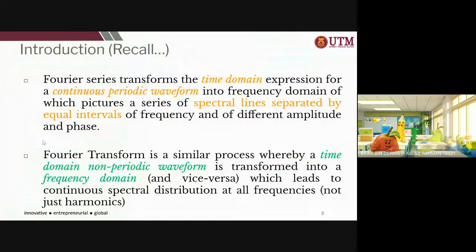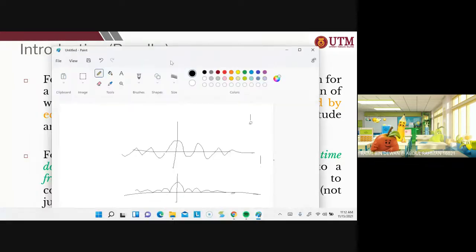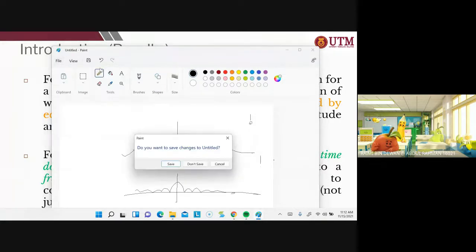Introduction. Recall from the previous chapter that we learned the Fourier series, which transforms the time domain expression of a continuous signal into the frequency domain, featuring a series of spectral lines separated by equal interval. The words may be a bit blurry, but I think you guys understand what it is.